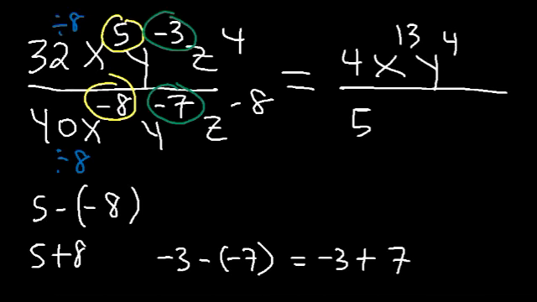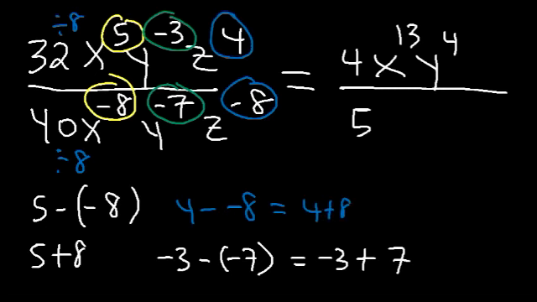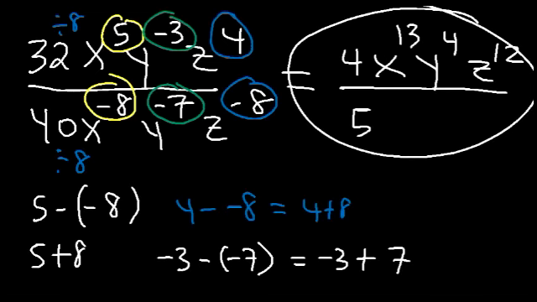Now for the z's, it's going to be 4 minus -8, which is the same as 4 plus 8, so that's 12. So this is the answer. We don't have any negative exponents, so we can leave the answer like this. Try this one.